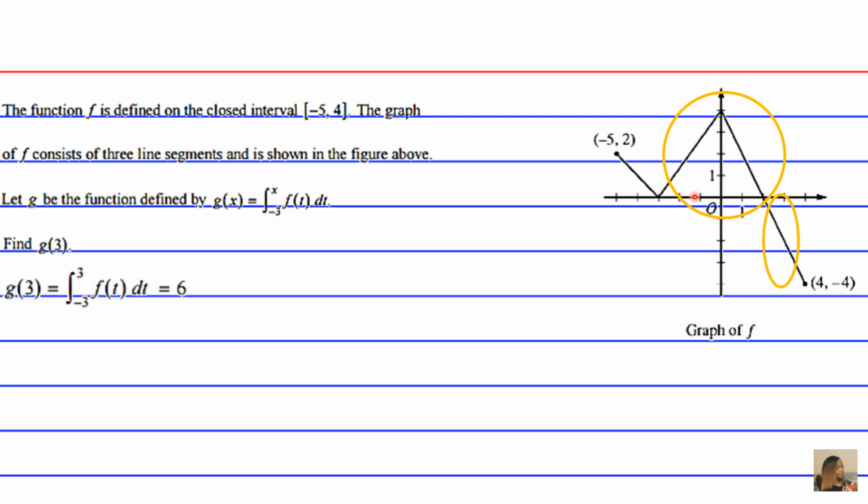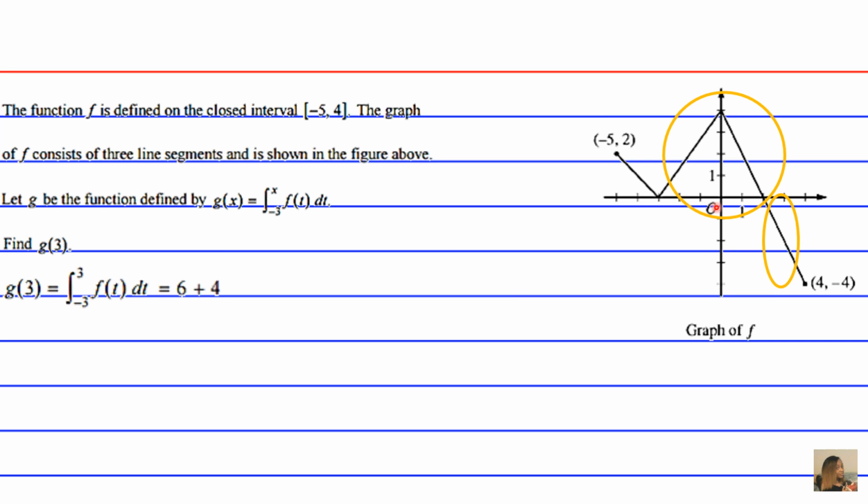So the area of a triangle is 1/2 base times height. Base is 3 units, and the height is 4 units. So 4 times 3 is 12, and 1/2 times that is 6. That's where we get the 6 from.